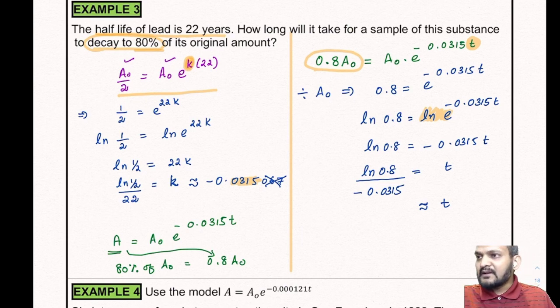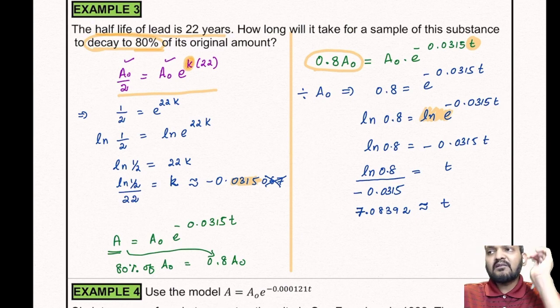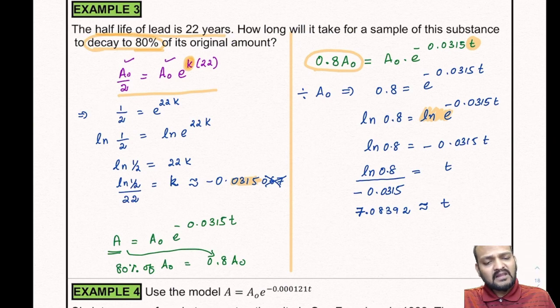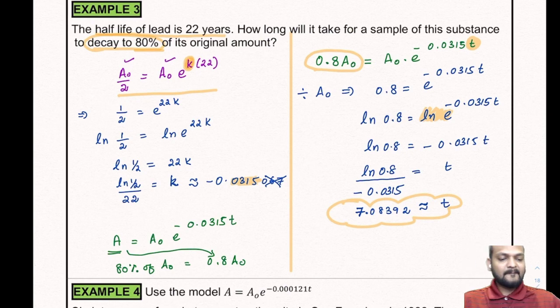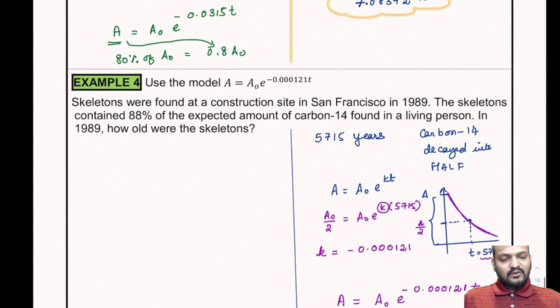So you get 7.08392, right? You're using a logarithmic calculator, which will be 7.08392. And that's the answer for this particular problem right there. All right, so let's take a look at the next problem.